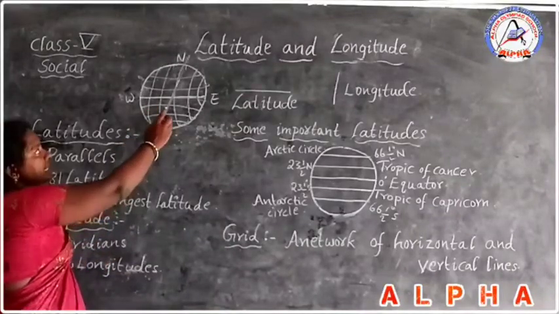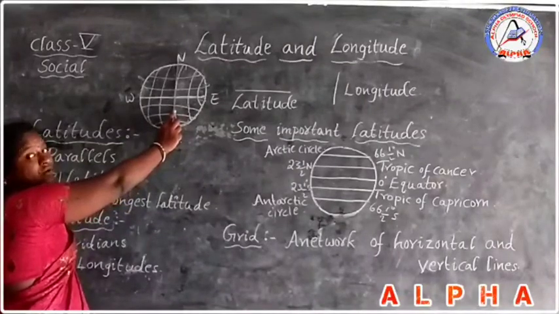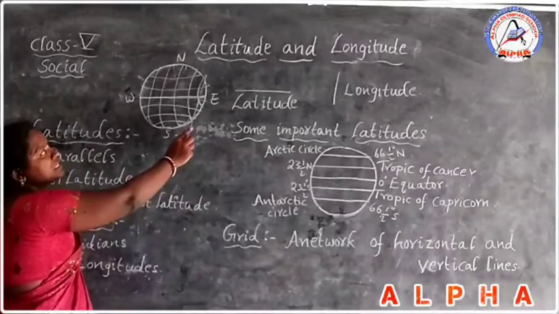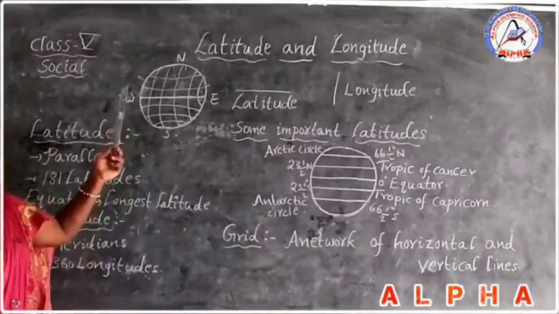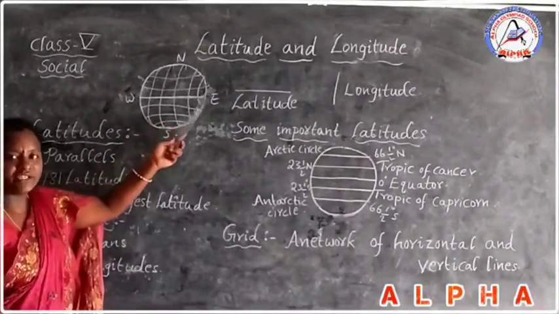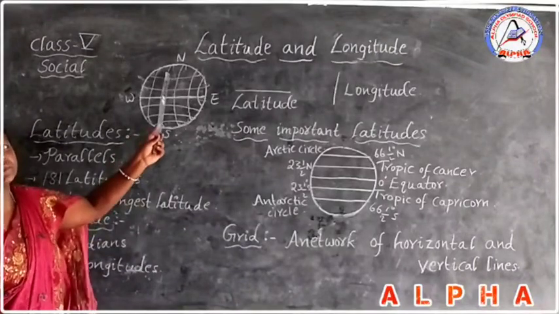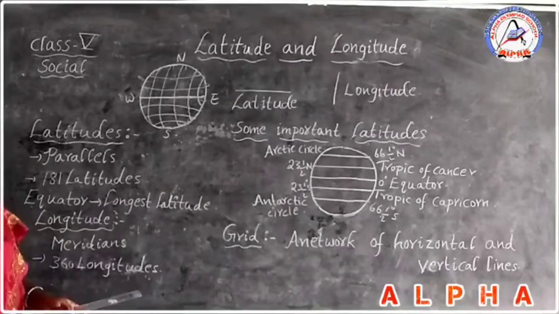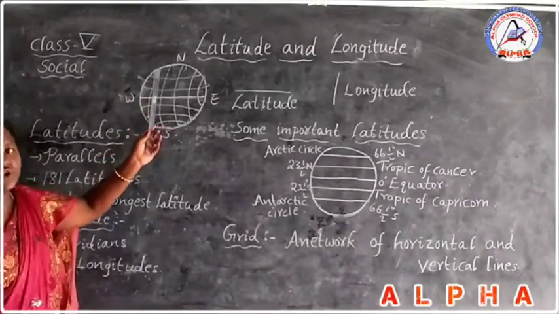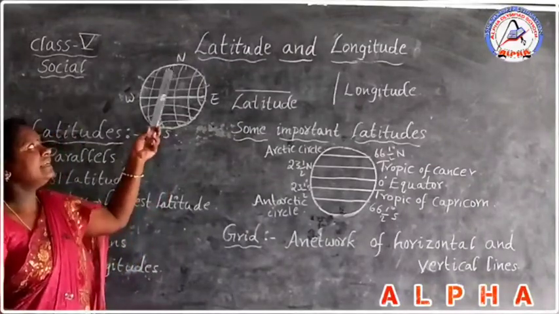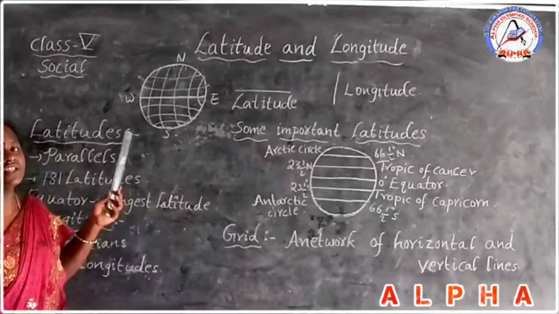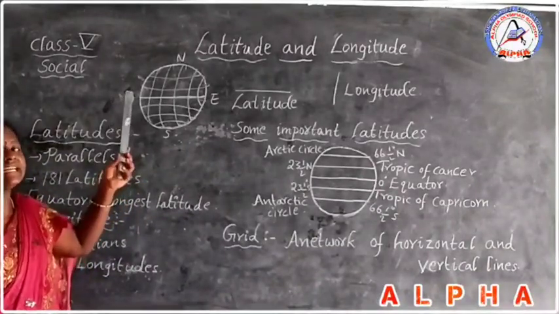At 0 degrees, the longitude divides the earth into the eastern hemisphere and the western hemisphere. 180 longitudes are present in the eastern hemisphere and another 180 in the western hemisphere, so the total is 360 longitudes. The 0 degree longitude is called the prime meridian, passing through Greenwich, and the 180 degree longitude is called the international dateline.